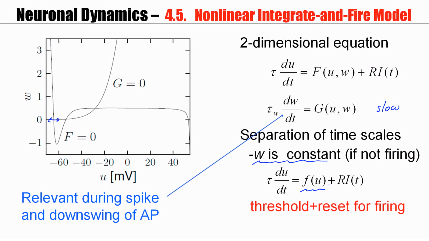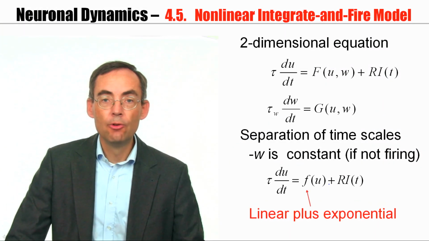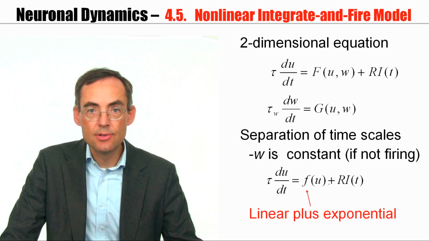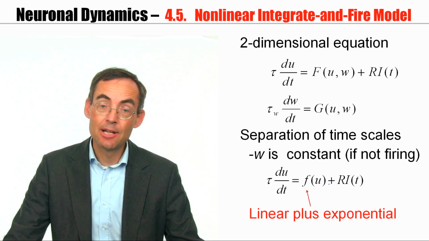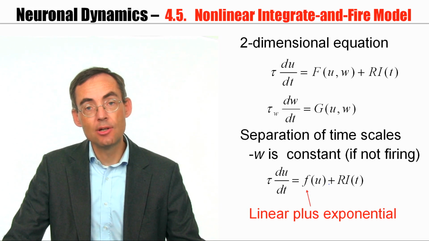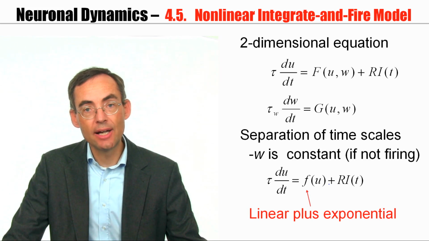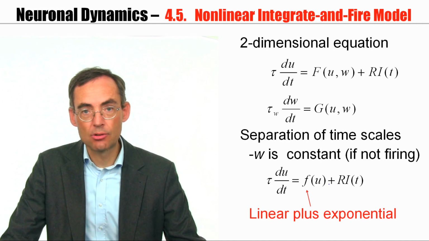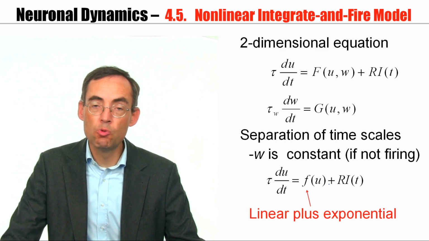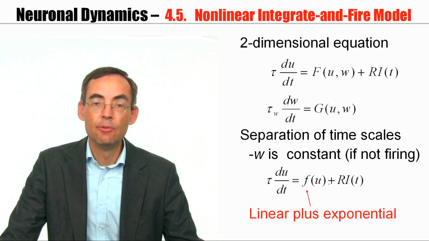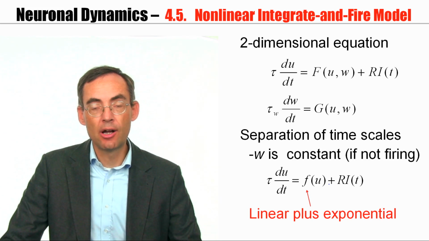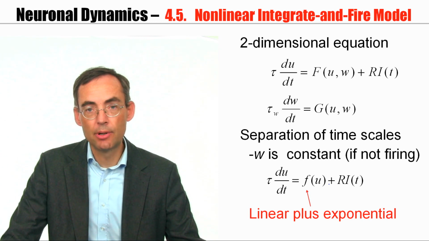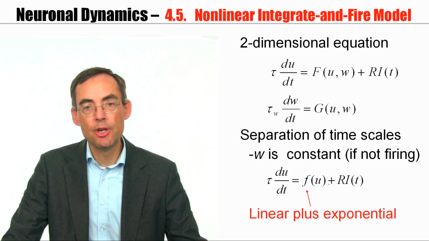So let me summarize. This week we have reduced the Hodgkin-Huxley model to 2 dimensions, and we arrived at a model where spike initiation and spike formation can be nicely analyzed in the phase plane. Now, in this last lecture, I've made a further reduction to 1 dimension. We arrive at a nonlinear integrate-and-fire model, which has a large linear subthreshold part and the exponential nonlinearity.